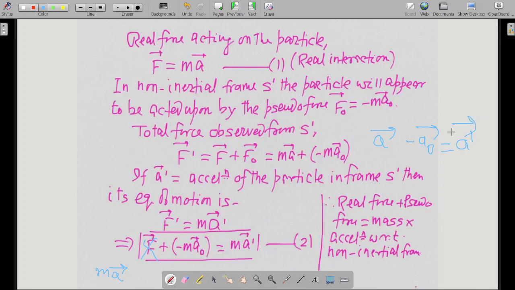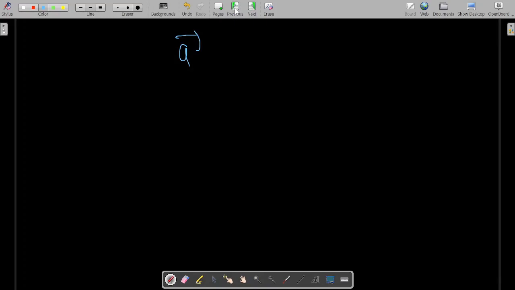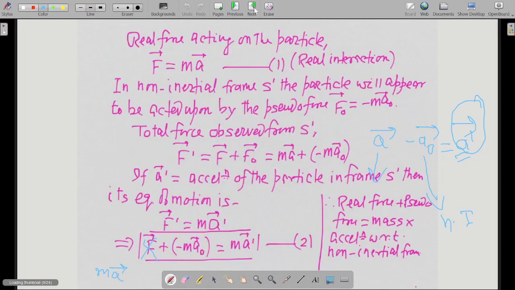Now what is this a naught? A naught is the acceleration of the non-inertial frame, and this is the acceleration of the body with respect to inertial frame. This is the resultant acceleration with respect to non-inertial frame. So you can write one formula as follows: A minus A naught is equal to A prime vector.